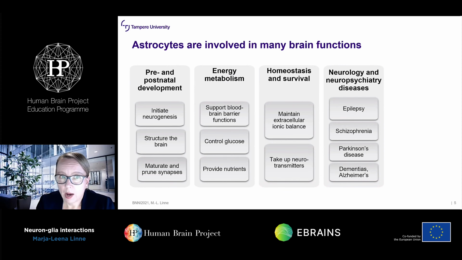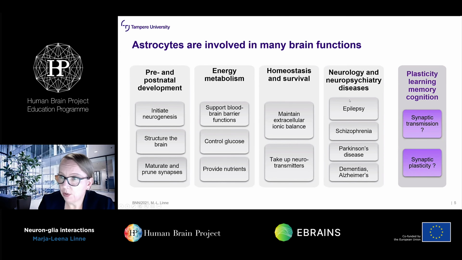So astrocytes are involved, as I said, in many brain functions. Here is only a glimpse of them. There are functions that they are involved in during pre and postnatal development, where one important aspect is maturation and pruning of synapses. Then they are involved in energy metabolism, homeostasis and survival, like maintaining the extracellular ionic balance and taking up neurotransmitters. They are also involved in many neurological and neuropsychiatric diseases.